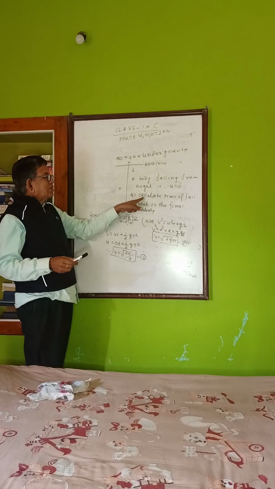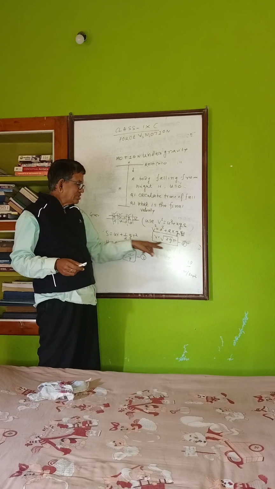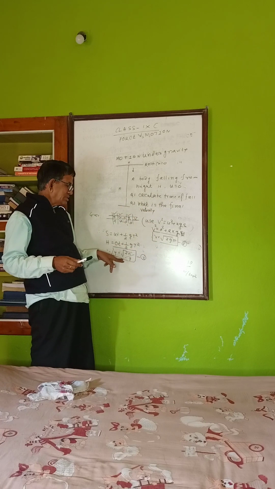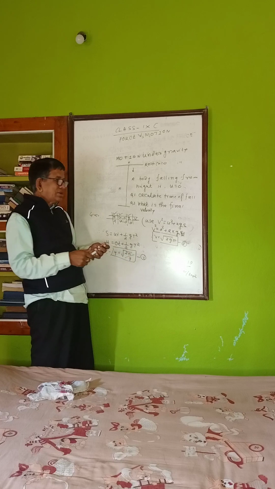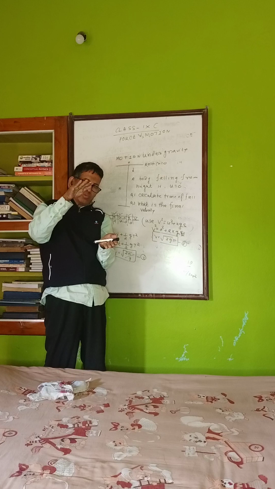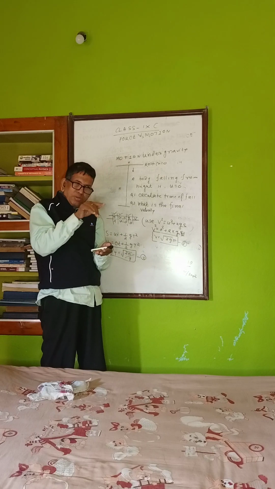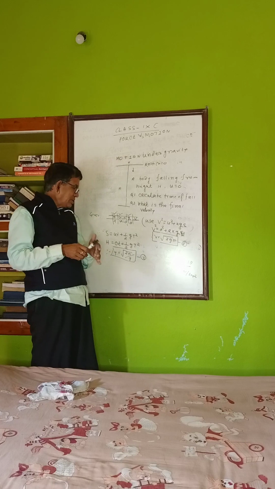What we have calculated? We have calculated the time of fall. We have calculated what is the final velocity. The v is the final velocity, t is the time of fall. So another equation: when a body falls from height h with initial velocity u, it strikes the ground with velocity v equal to root over 2h. Remember it.